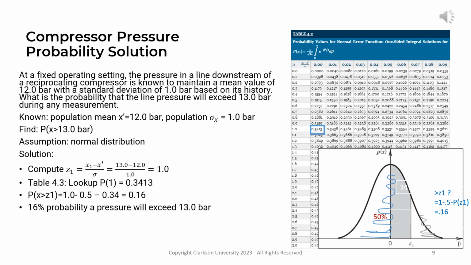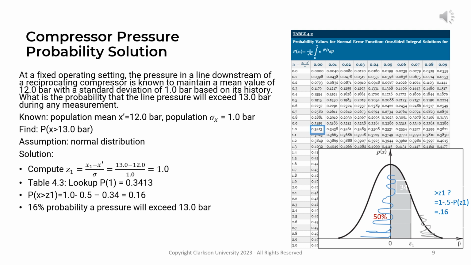We look that up in our Z table, and we see that the probability of 1 is 0.3413. So that's actually the shaded area in our plot. We need to find the probability greater than that value. So the probability greater than Z1 is equal to 0.5 minus 0.34, or 16%.